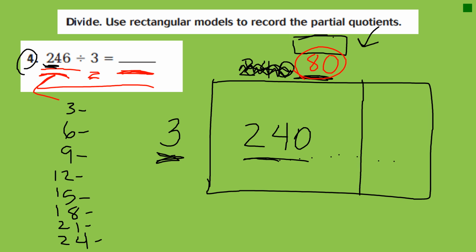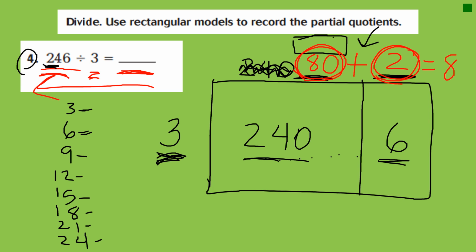Now, we broke apart 246 into 240, and of course the other part of 246 is just 6. Okay, so 3 times what is 6? Now, of course, you know that one. 3 times 1, 3 times 2. 3 times 2 is 6. Part 1 of the quotient, part 2 of the quotient. What do we do to those 2 parts of the quotient? Add them together. So 246 divided by 3 is 82. Okay.